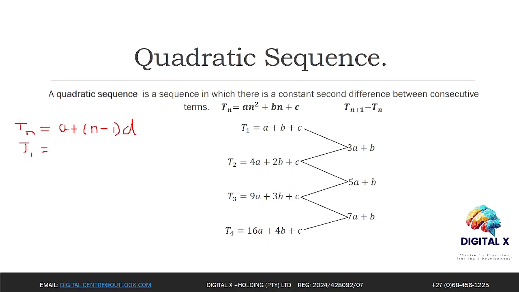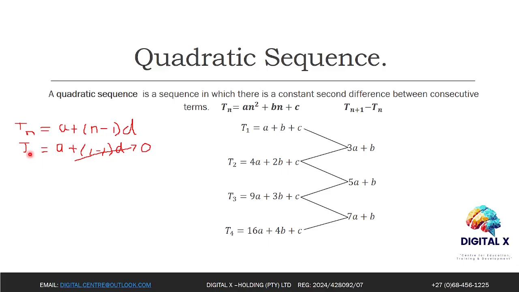1, which is the position, we ultimately end up with a. So when you multiply this, it gives you 0. When you multiply this, what you end up with is 0. So obviously the value of a will be equal to the first term of the sequence.